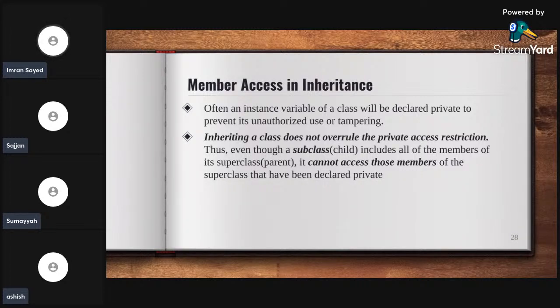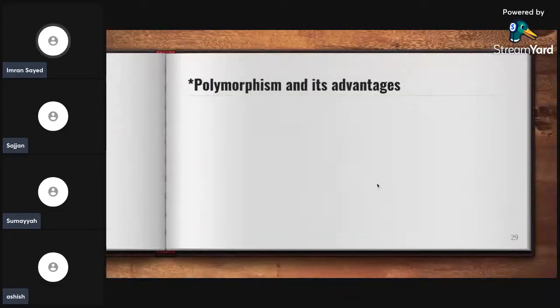I think this is something I explained just a while ago, that just because you create a variable with the access modifier called private doesn't mean that you can access that in its child class. If you want to access it, you have to use getter and setter methods. Thus, even though a subclass includes all of the members of its parent, it cannot access those members that have been declared private.